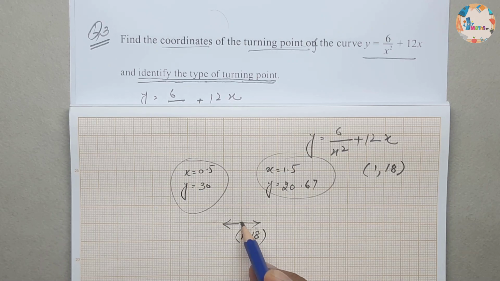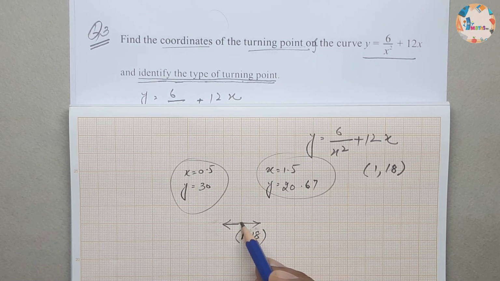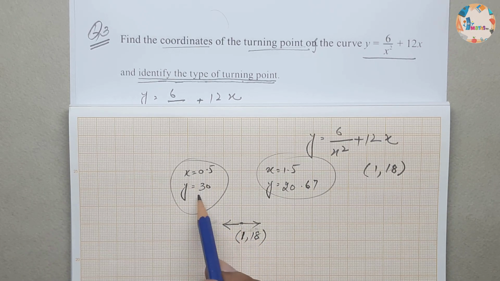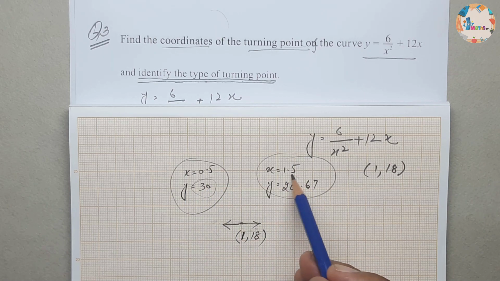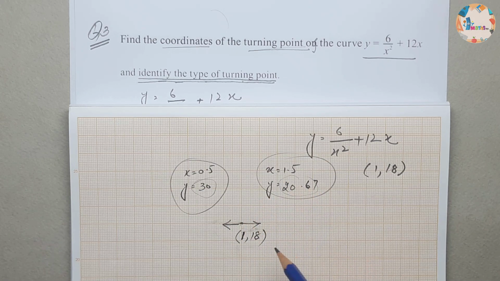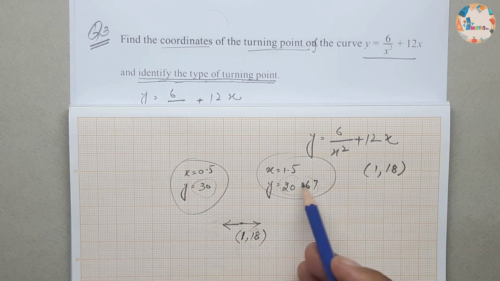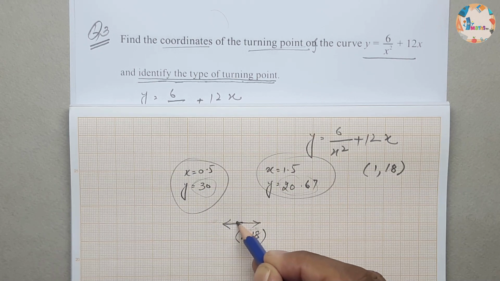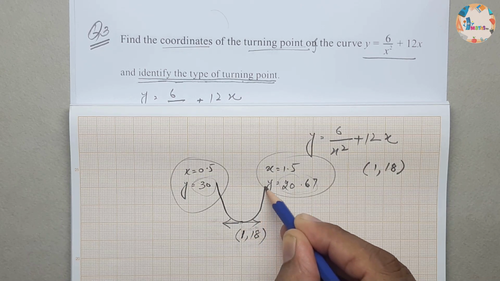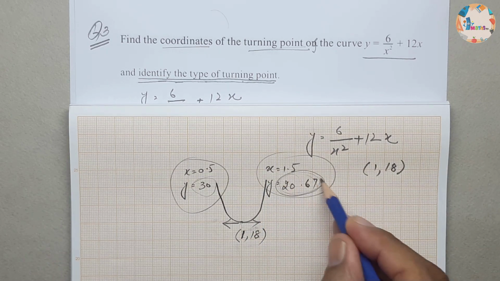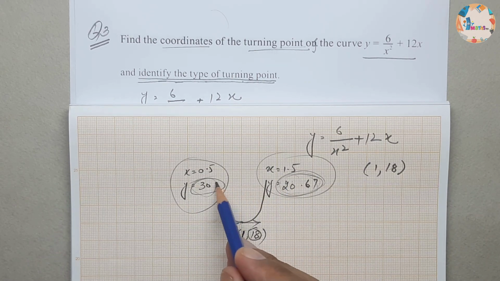Now we can check. If we are taking x is equal to 1, we are getting y value as 18. If we are moving to this side, we are taking 0.5, we are getting 30, which is more than 18. And if you check this value on this right side is also more than 18, which is 20.67. So these two values are showing that this side is going up and this side is also going up, because y value this one and this one both are more than 18. So both sides are upward.